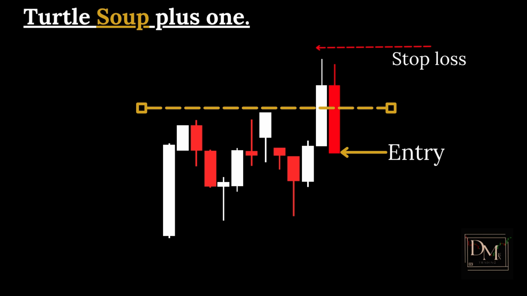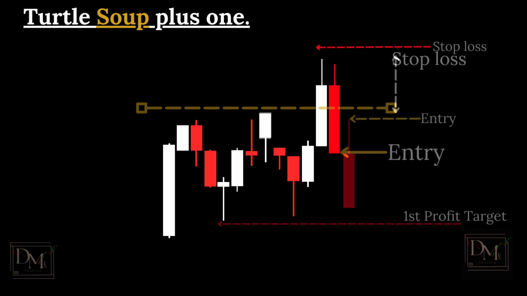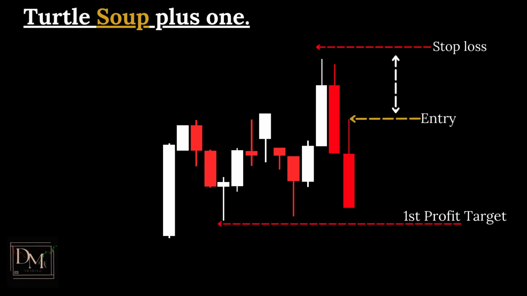You can enter on the close of the confirmation candlestick or wait for a slight retracement to reduce your risk. This gives you a tighter stop loss and a better risk-to-reward ratio. Your stop loss goes just beyond the fake-out's candlestick, and your first profit target is typically the opposite end of the range or a 2-to-1 risk-to-reward.